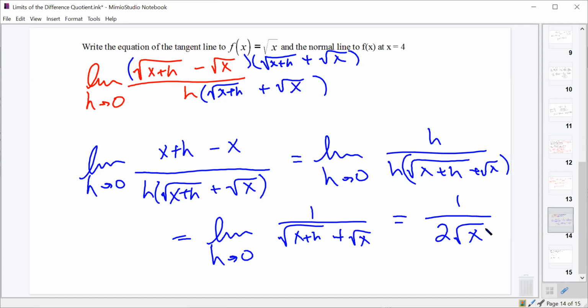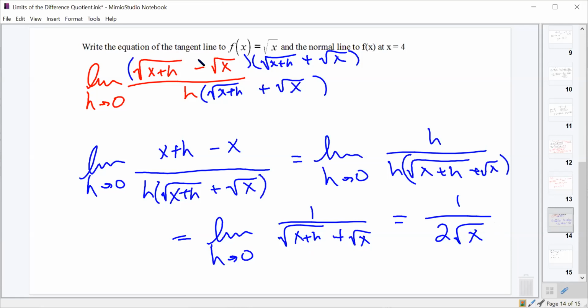How'd you do that last step again? So I plugged in 0 for h, which gives me just 1 over root x plus root x. And root x plus root x is 2 root x's. Right? Good or no? Oh, yeah, I got it. Okay. Cool. So we've got our derivative.